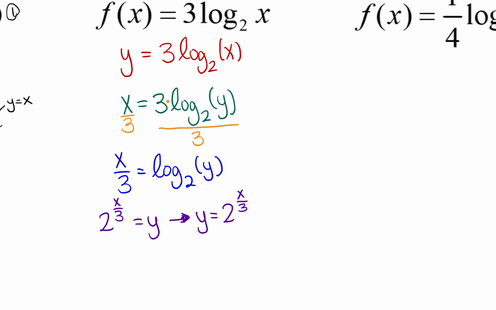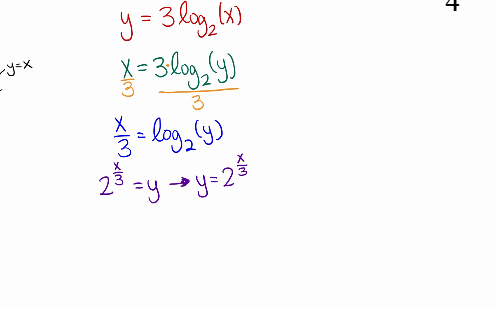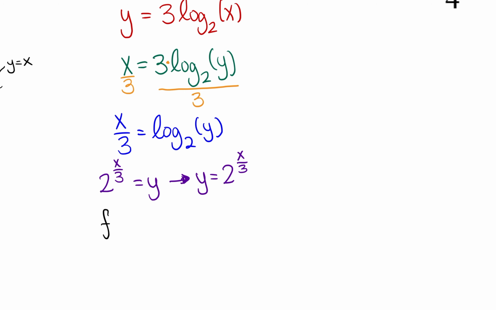So from there, did I get y all by itself? Yes, I did. So my final step is to simply rewrite this to be the inverse of f of x. Let's go ahead and write that down. The inverse of f of x is equal to 2 to the power of x over 3. Let's go ahead and box that in.